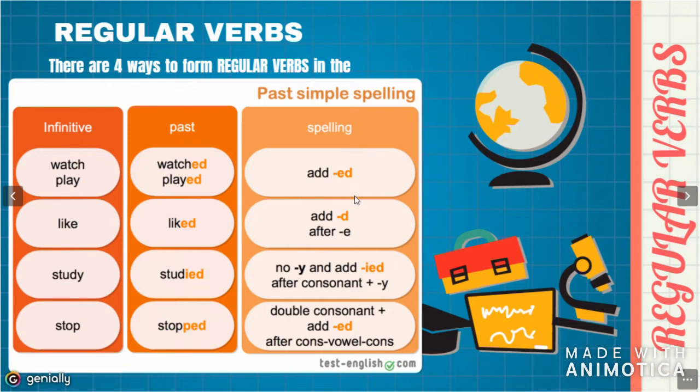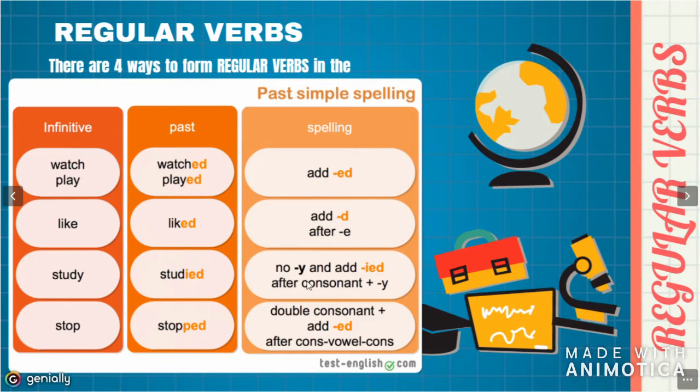Okay? Rule number 2. For verbs that end in e, just add d. For example, like becomes liked. Para los verbos entonces que tienen una terminación en e, simplemente le agregamos la d al final del verbo para conjugarlos al pasado. En este caso, like, liked. Rule number 3.